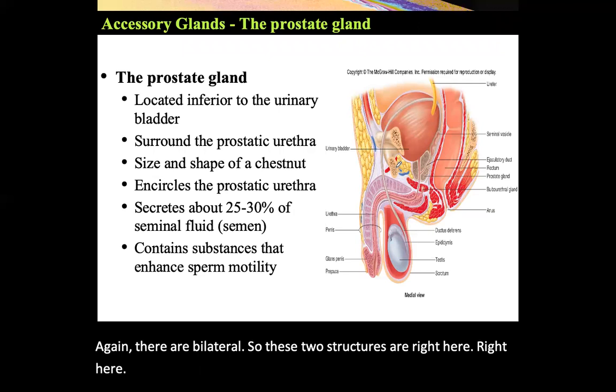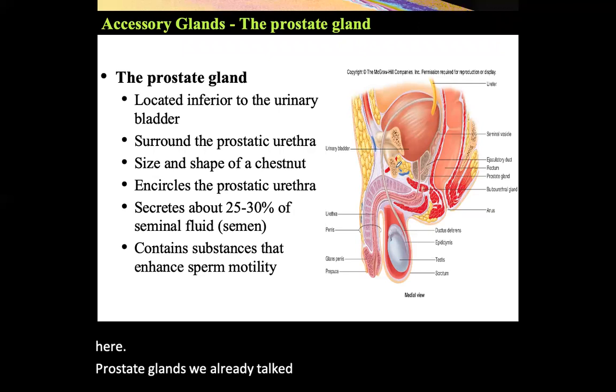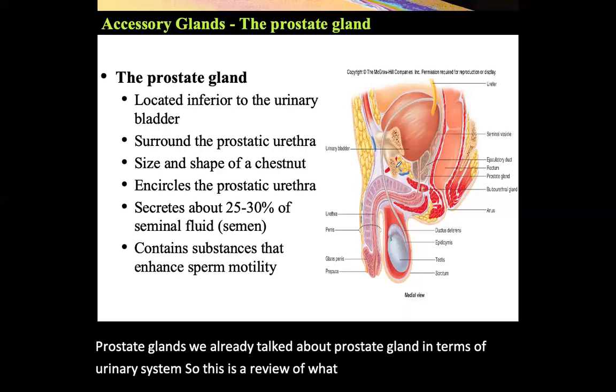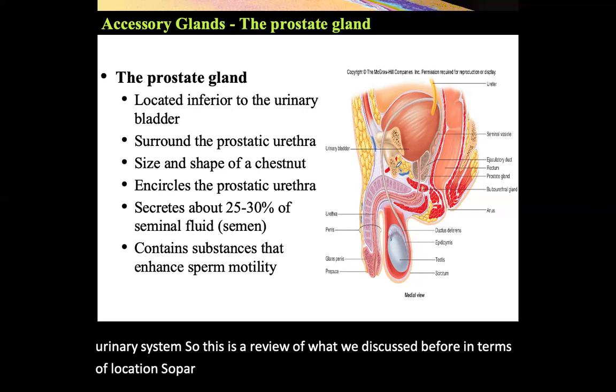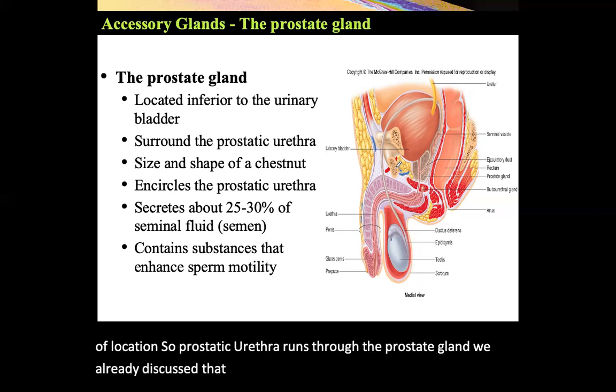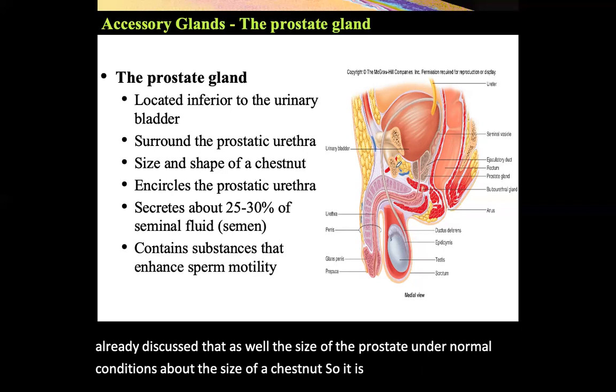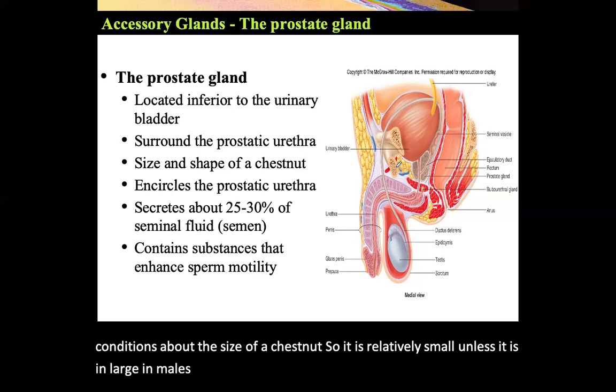Prostate gland. We already talked about the prostate gland in terms of the urinary system. So this is a review of what we discussed before in terms of location. The prostatic urethra runs through the prostate gland. We already discussed that as well. The size of the prostate under normal conditions is about the size of a chestnut. So it is relatively small unless it is enlarged in males of age 50 and up.